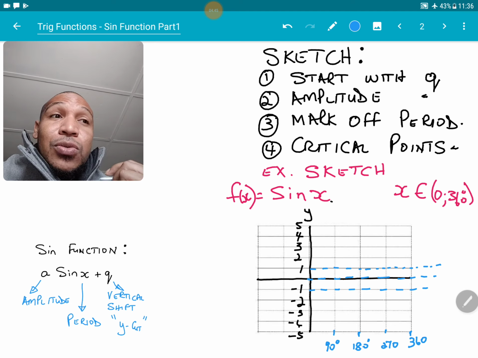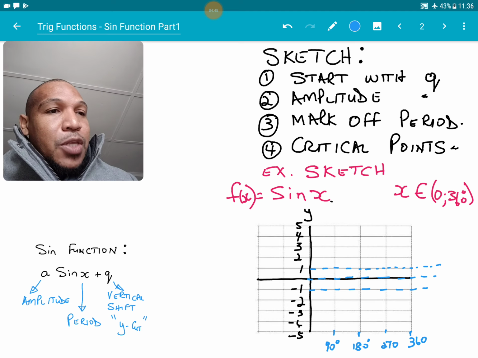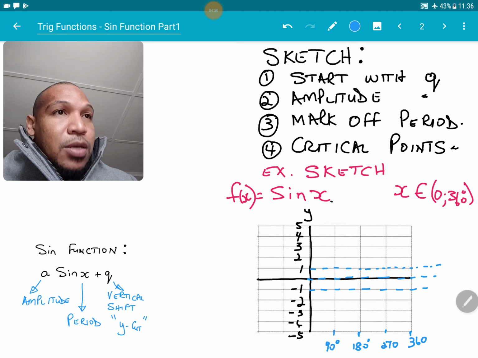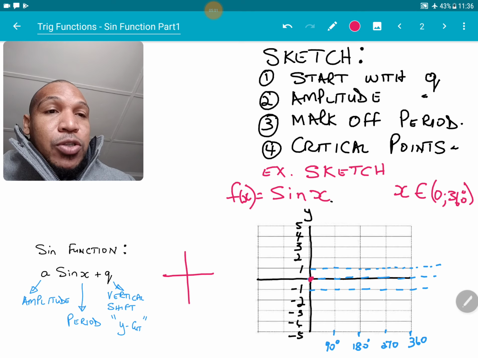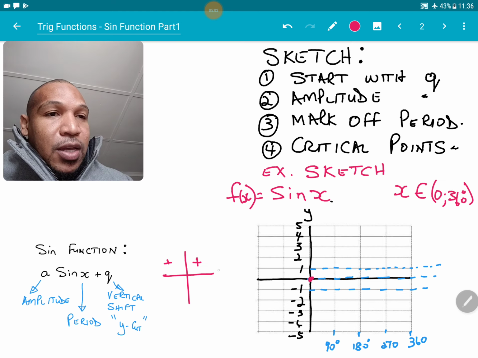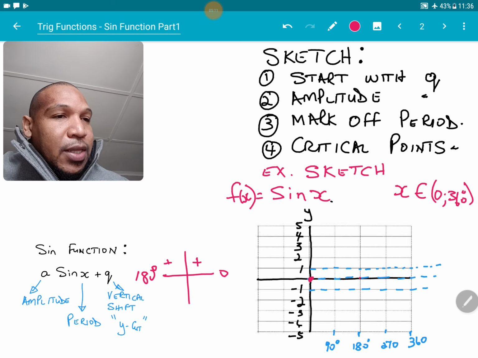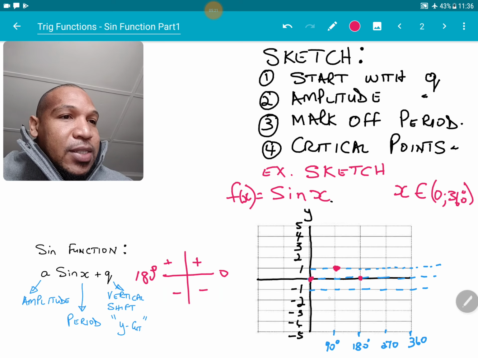So now we're ready to plot our critical points. We're going to start at 0. Remember, where is sine positive? Sine is positive there and there. So it's between 0 and 180 degrees. So between that point and 180 degrees, it is positive. Between 180 degrees and 360 degrees, it's negative.